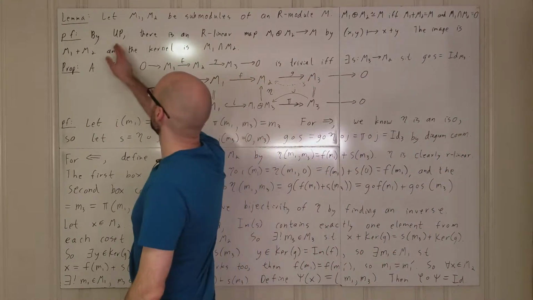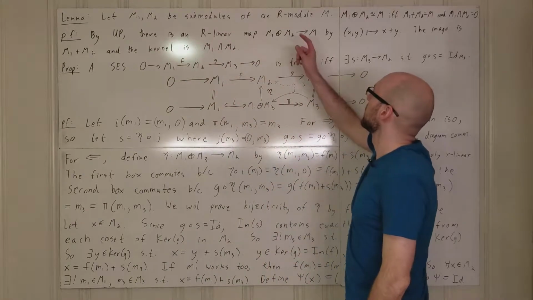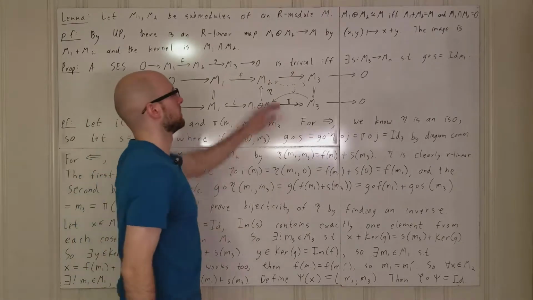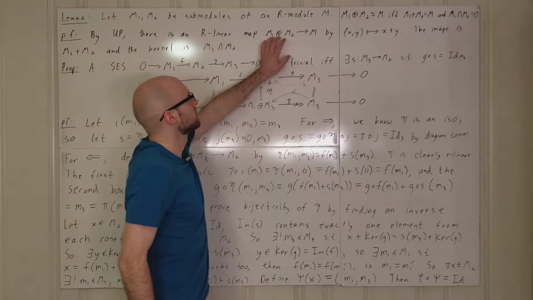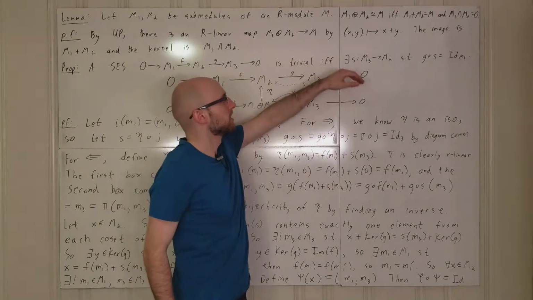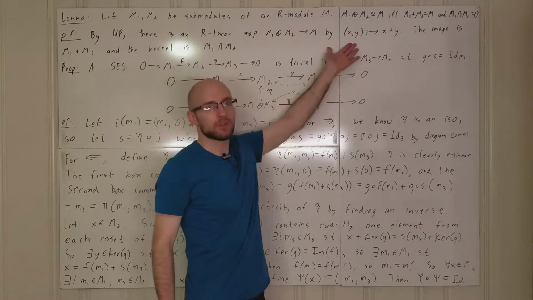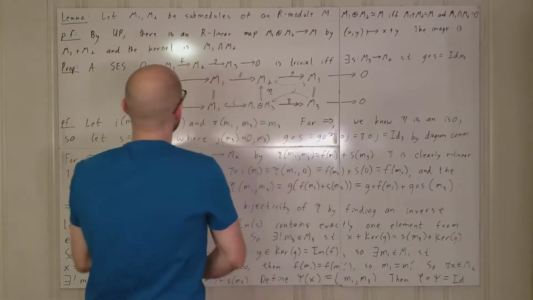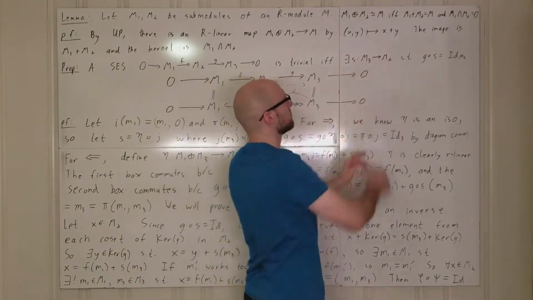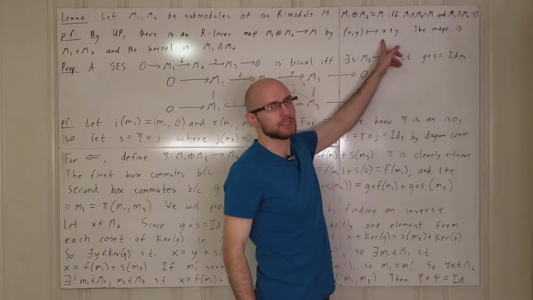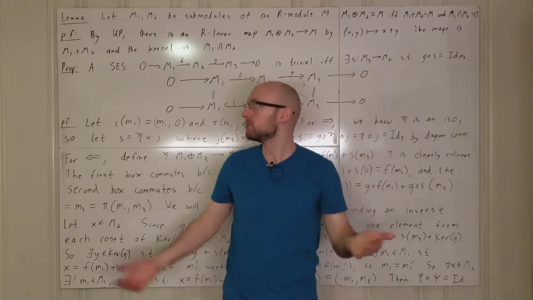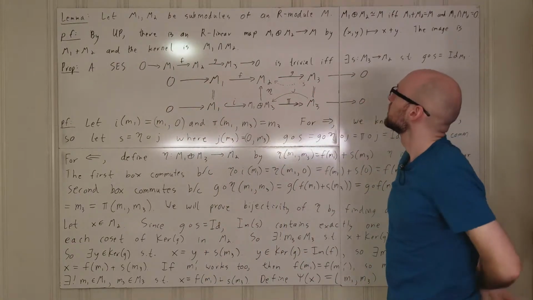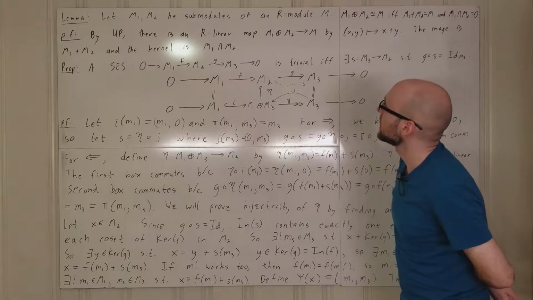By the universal property, we know that there is, and in fact it's a unique, R linear map, but all we need is the existence of the linear map. We go from this direct sum to M, and we take the ordered pair (x, y) and send it to x plus y. So the image of this map is clearly going to be all things of the form x plus y, where x is in M1 and y is in M2. Then the kernel is the intersection.